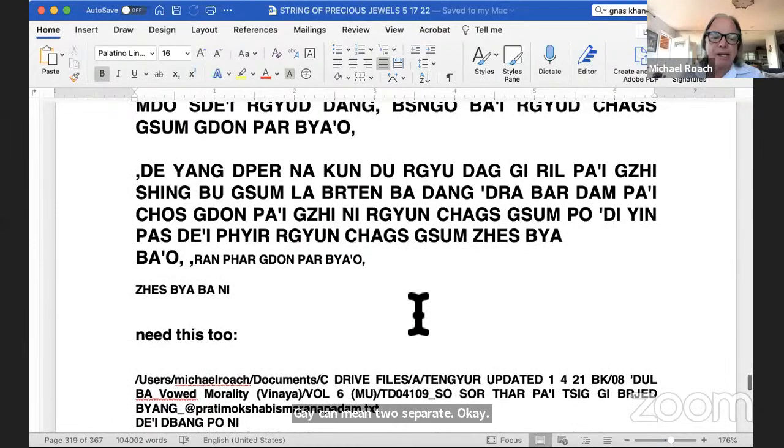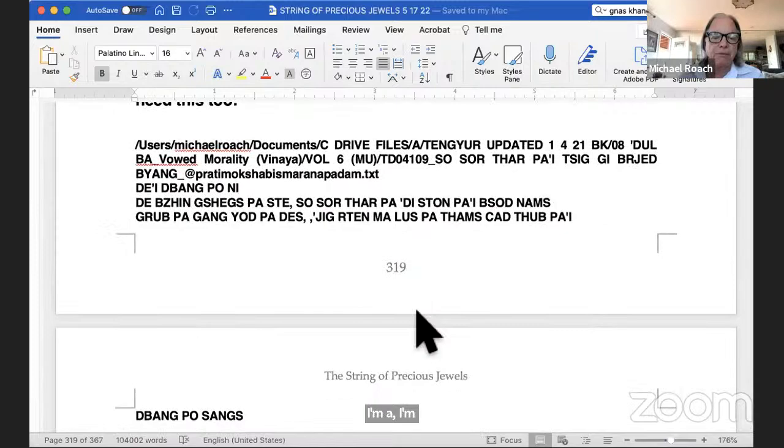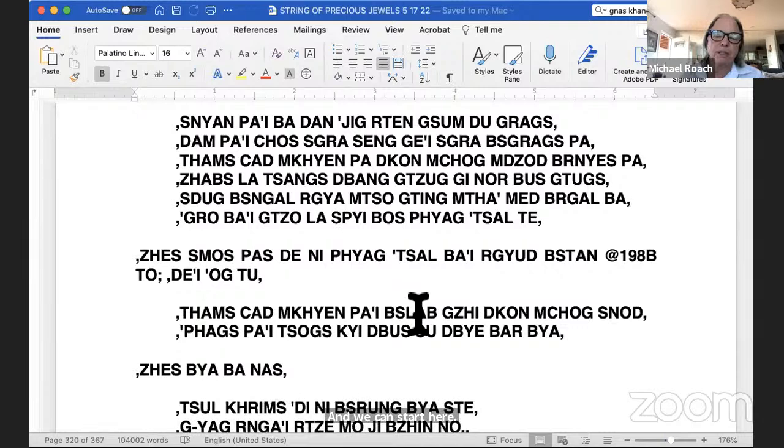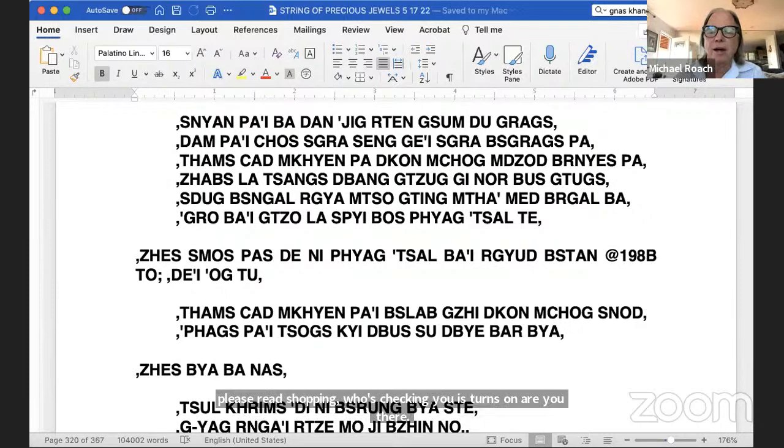Then I'm going to take you. I went and found these three. Okay. And we can start here. So this is one of the three prayers that you're supposed to do when you get to a new place, okay? And you kind of bless the place where you're going to stay overnight or something like that. So please read, Xiaoping. Who's checking you? Chenzong, are you there? No. How about Kadin, you want to keep going? Okay.